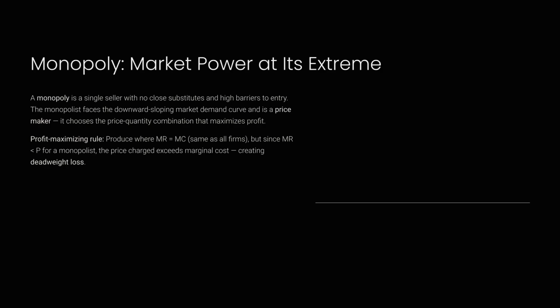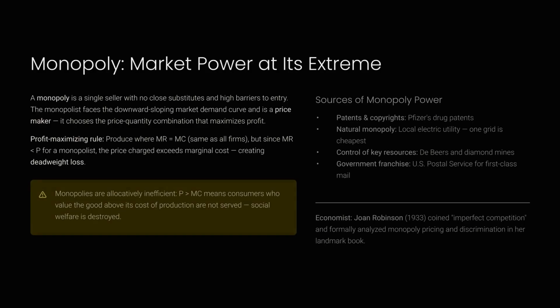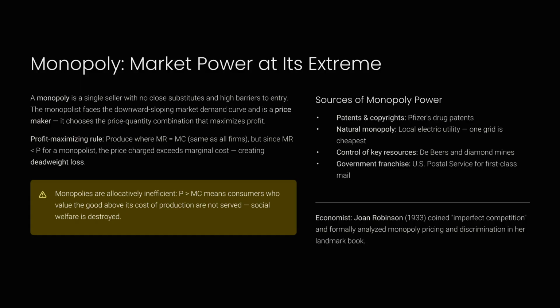A monopoly is a single seller with high barriers to entry, making it a price maker. It maximizes profit where MR equals MC, but since MR is less than P, the price charged exceeds marginal cost. This results in allocative inefficiency and deadweight loss.